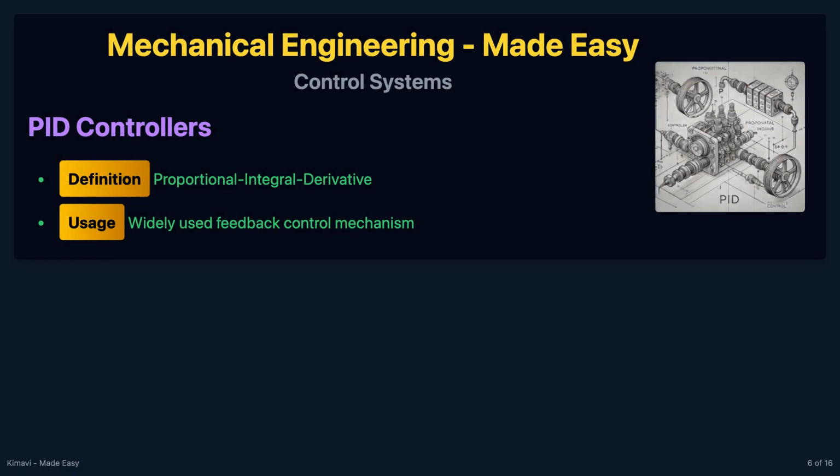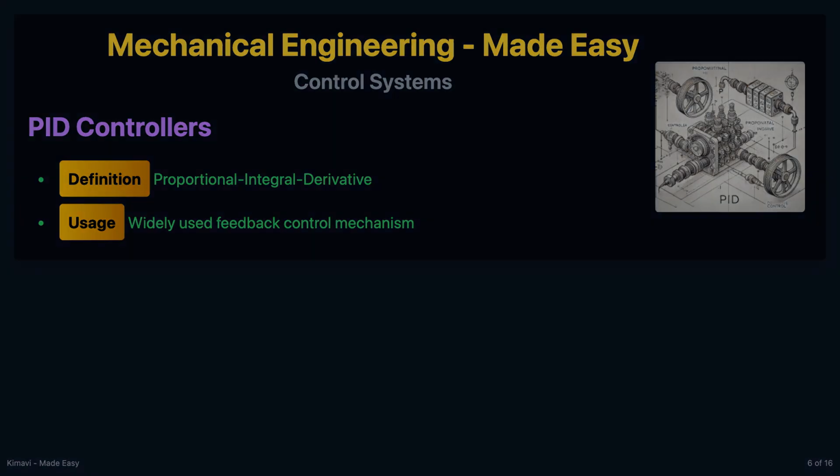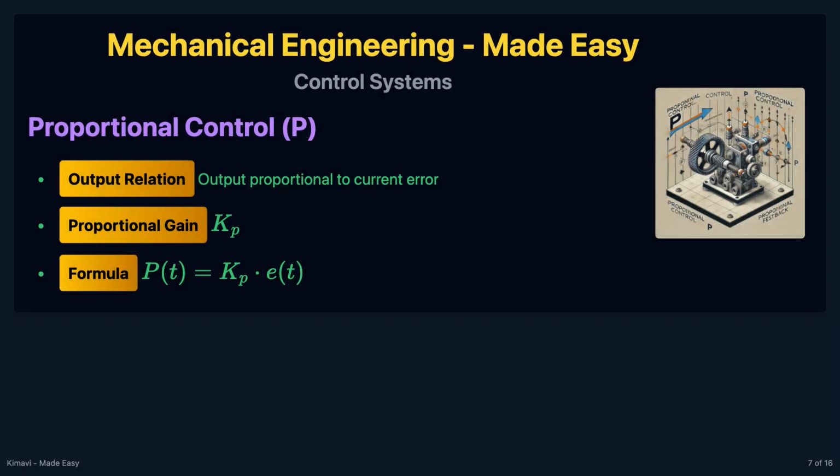A PID controller is a widely used feedback control mechanism in control systems. PID stands for proportional, integral, derivative, which are the three terms used to calculate the control input. In proportional control, the output is directly proportional to the current error. The proportional gain, represented by Kp, controls how strongly the system responds to this error. The formula is P(t) = Kp × e(t).